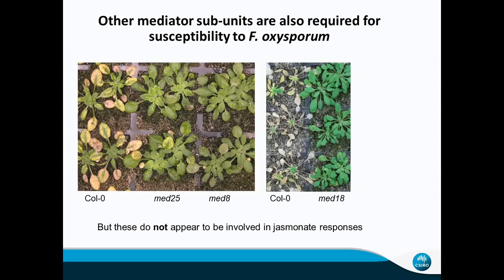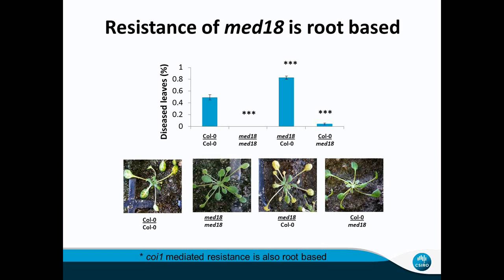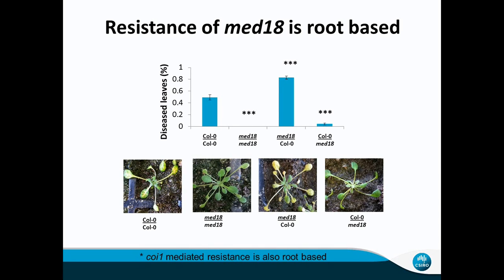When you knock out these susceptibility genes in the plant, as you can see here in the case of MED18, for instance, you get complete resistance. Also, we have been studying where the resistance is happening. In this case, in MED18, we have done some grafting experiments to understand whether the resistance that we see is mediated in the roots or in the leaves.